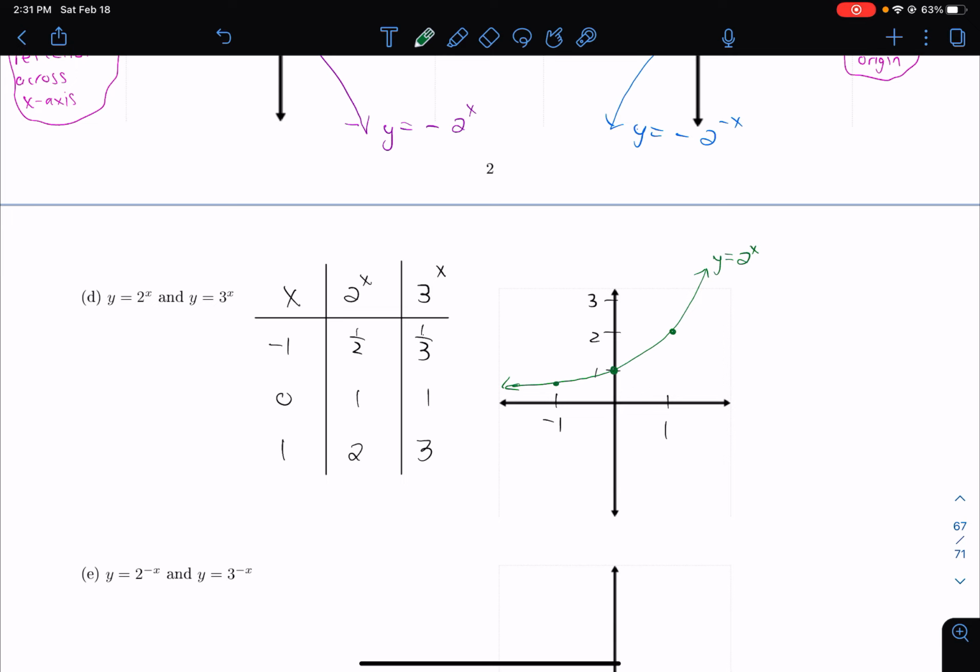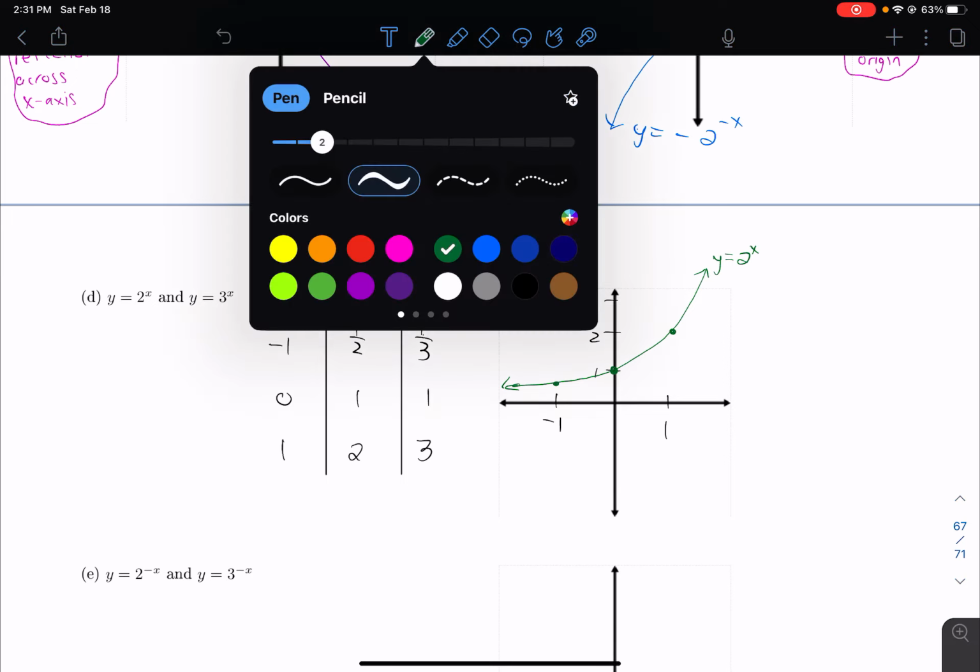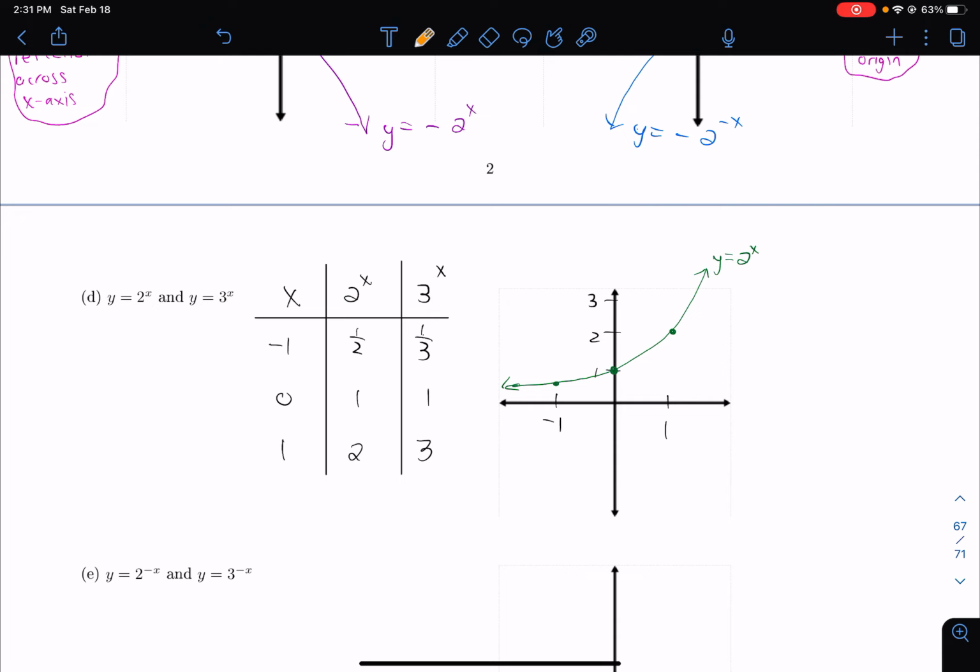With y equals 3 to the x, well, it goes through that same point on the y-axis. Still goes through 0, 1. Okay, but when x is 1, the y value is larger. So it is going up higher this way, going up higher that way. But on the flip side, if I plug in -1 for x, the y value is down at 1/3, which is lower than 1/2.